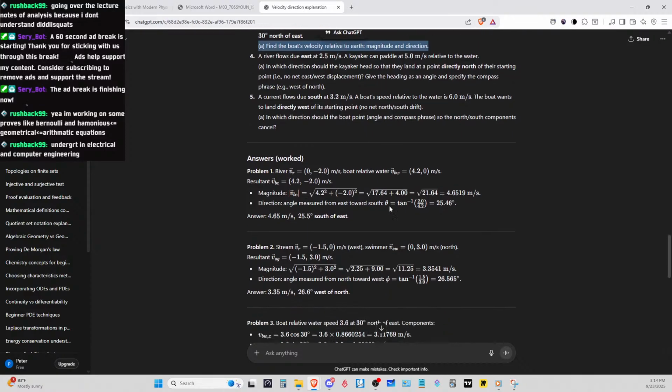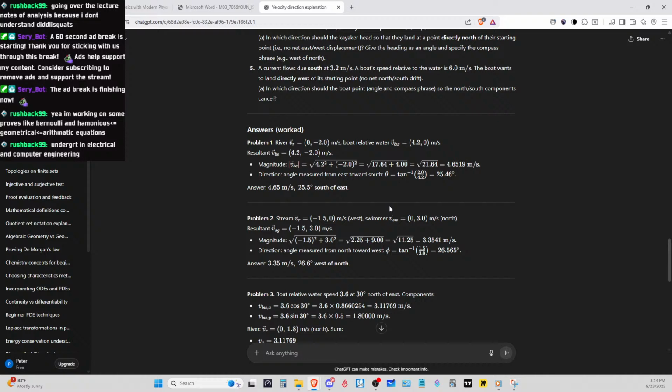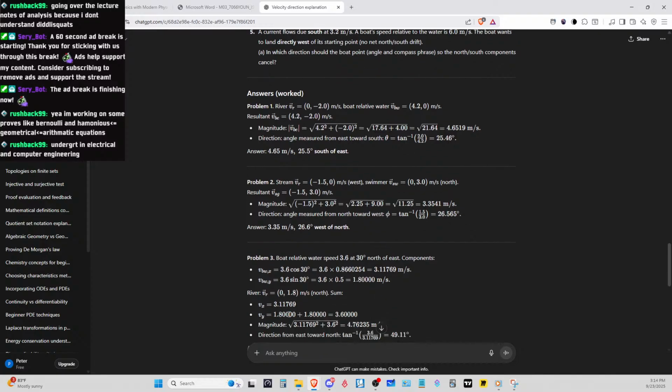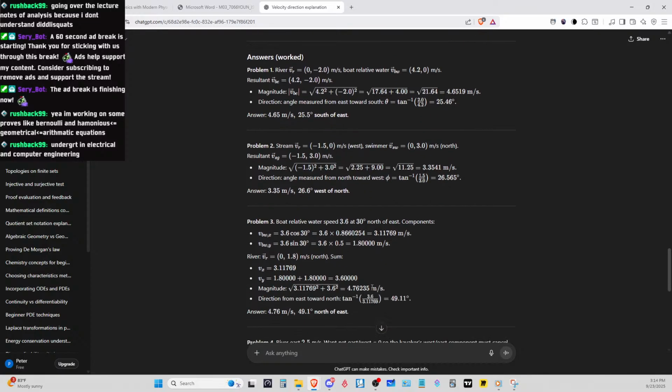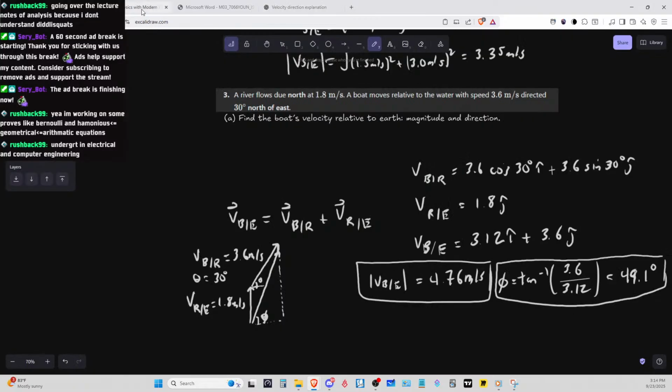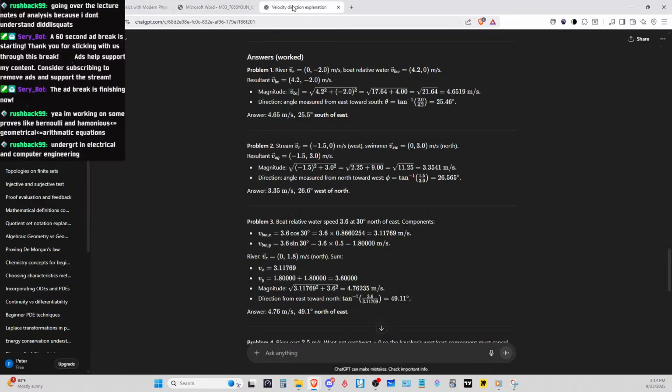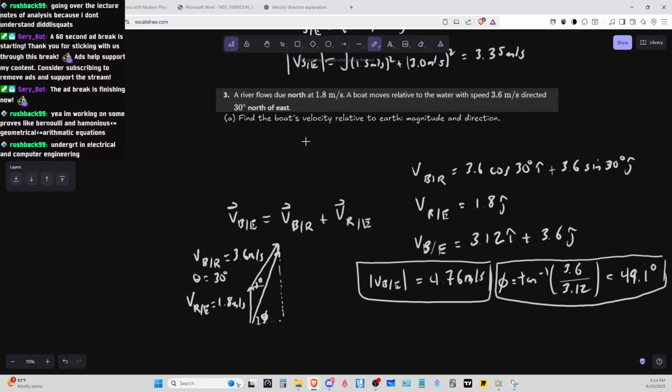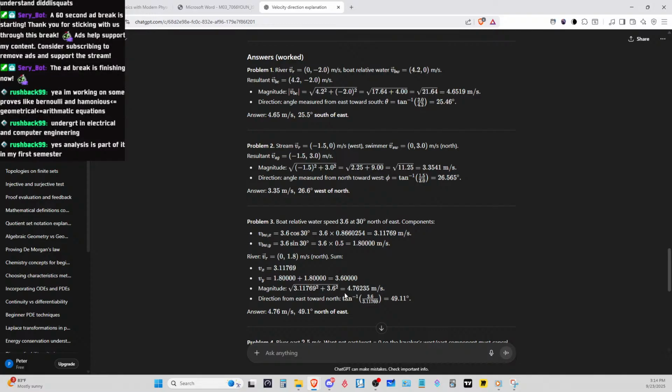Okay, let's see number 2. Yeah, so they did the same thing we did. Oh, did we get a different angle? Oh no, we got the same angle. Okay, I thought we got something different. Okay, we got that right. So my thought process was correct. Okay, that's good. North of east, okay.